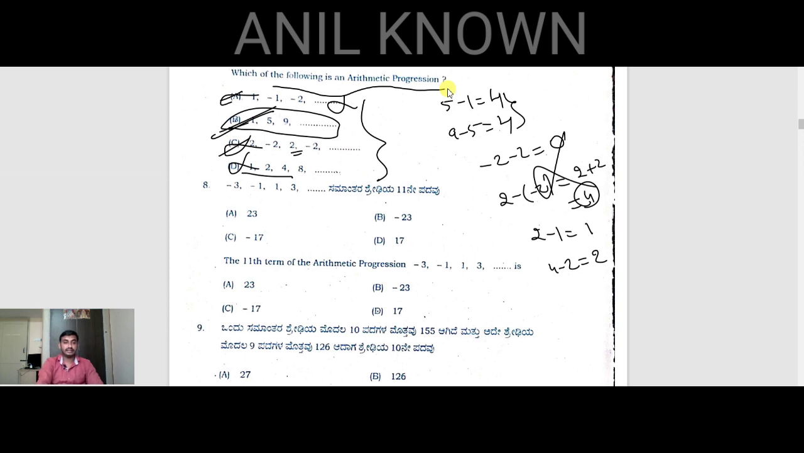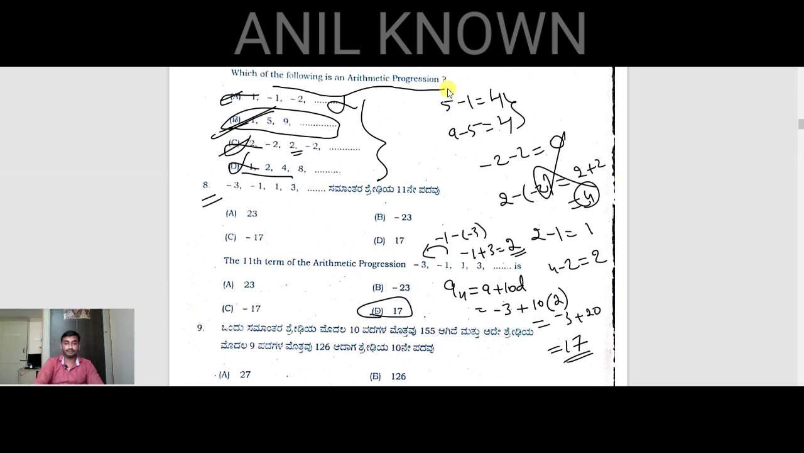Again see 8th question, that is the 11th term of the arithmetic progression -3 -1 1 3 etc. 11th term means a11 is equal to a plus 10d, that is equal to, what is a here, -3 plus 10 into what is d. D is second term minus first term, that is -1 minus of -3, that is equal to -1 plus 3, that is equal to 2, that is plus 2 into 2, that is equal to -3 plus 20, that is equal to 17. Therefore the answer is option D, 17.